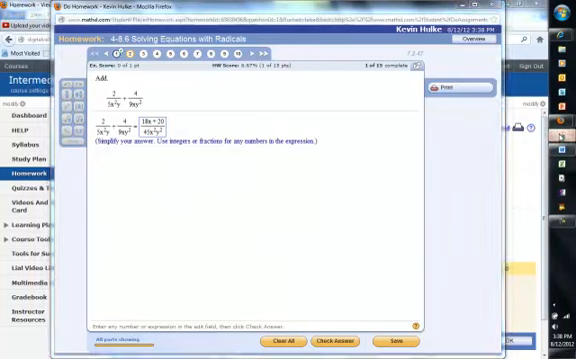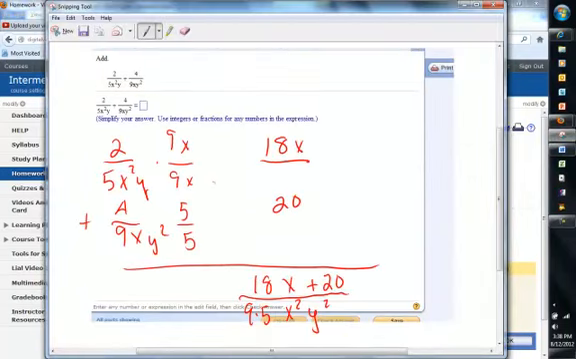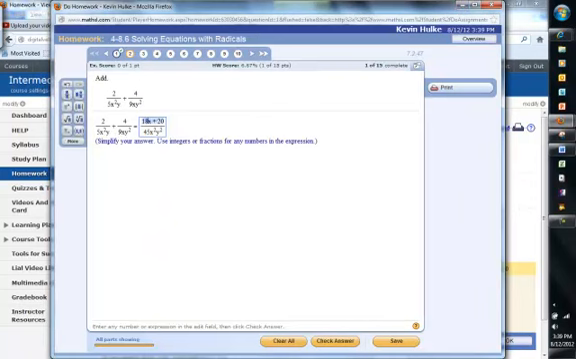Let's check it again. Oh, this is missing the y, I'm sorry. 18y, and this is missing the x. 20x. 18y plus 20x.